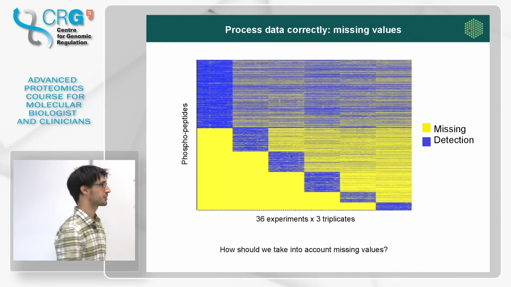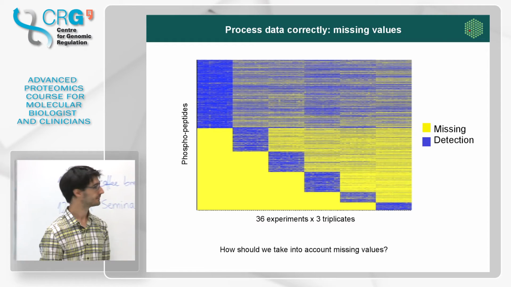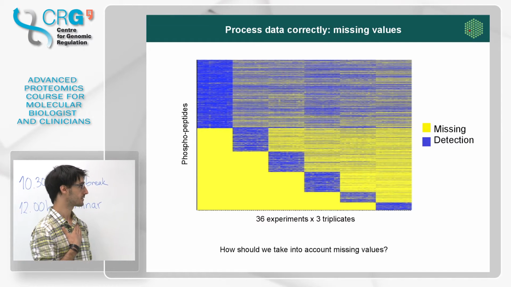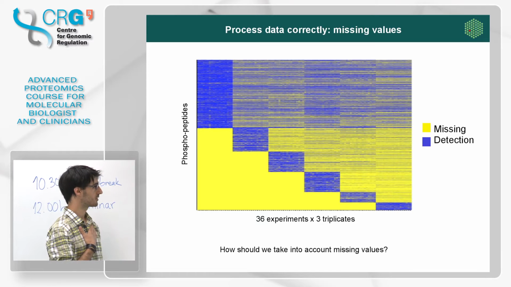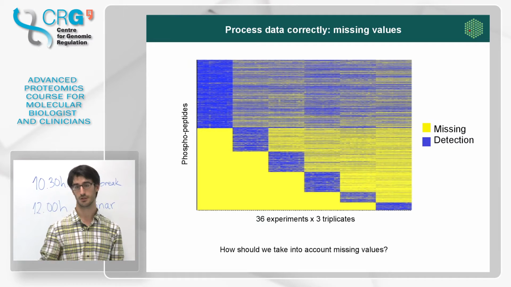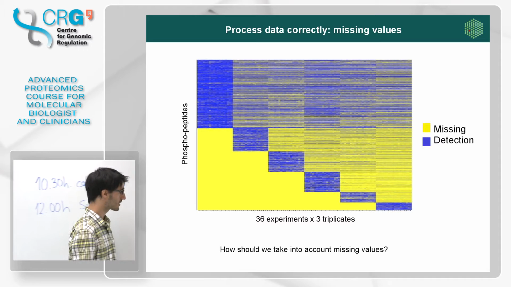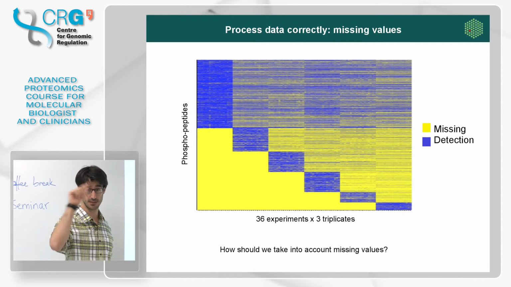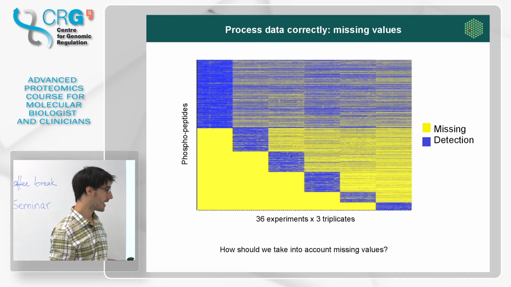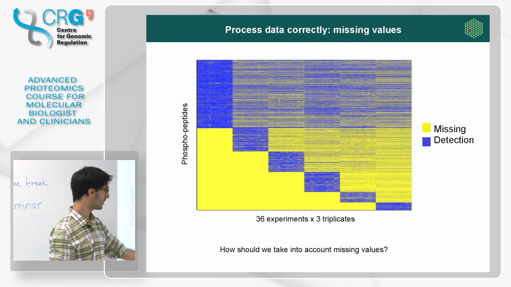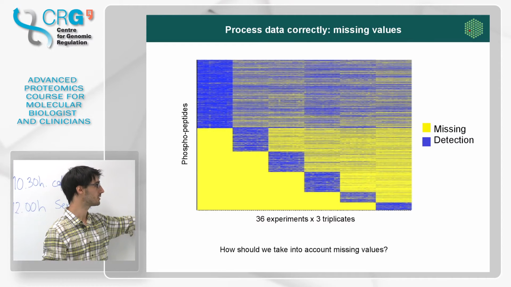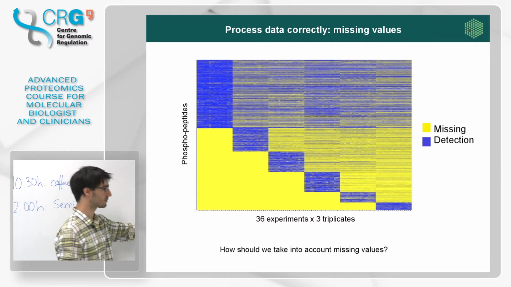And the first question is how to process data correctly. So what to do, for example, if you find missing values. That would be one of the first questions that you need to address before you try to look at your data to come to a conclusion. So in here, for example, you see the 36 experiments, right? Because it's a 6 by 6 matrix. And we did the experiments in triplicates. So here you have all the experiments, and here are each one of the detections. In yellow, you see when we didn't detect those peptides.